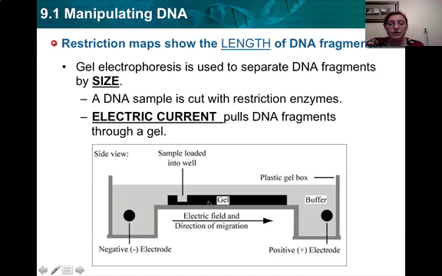All right, so there's an electric current here, and we put a positive electrode at this end and a negative electrode at this end. So if the DNA that you're putting in is negatively charged, right, that's the symbol for a negative charge, it's going to be drawn through the gel and attracted to the positive charge that's down here. So that's what gets those DNA fragments to move through the gel.